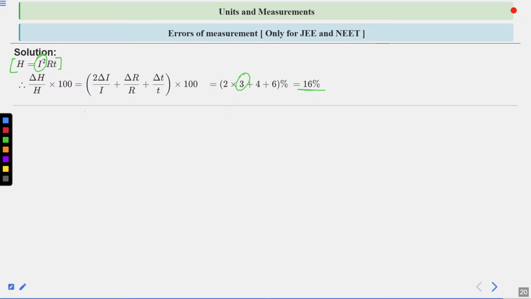What is the percentage error? So the question is z is equal to a square plus b square. So percentage delta z by z is equal to 2 into delta a by a into 100% plus 2 into delta b divided by b into 100%. So 2 into 0.5 divided by 1 into 100% plus 2 into 0.5 divided by 1 into 100. So it will be 1 into 100 plus 1 into 100. So 200%.